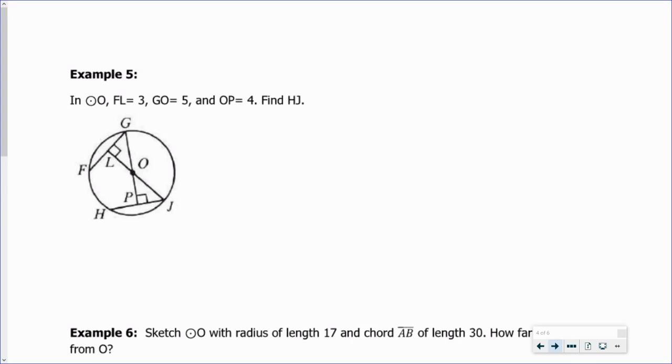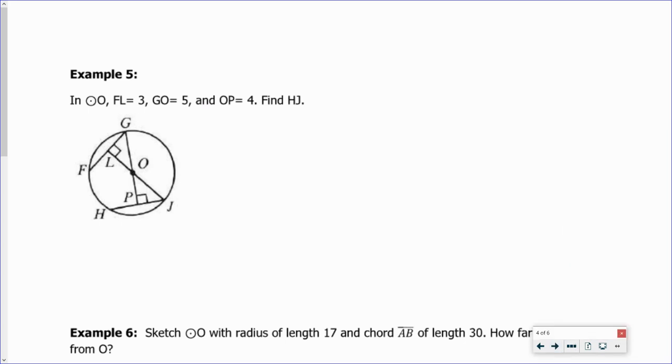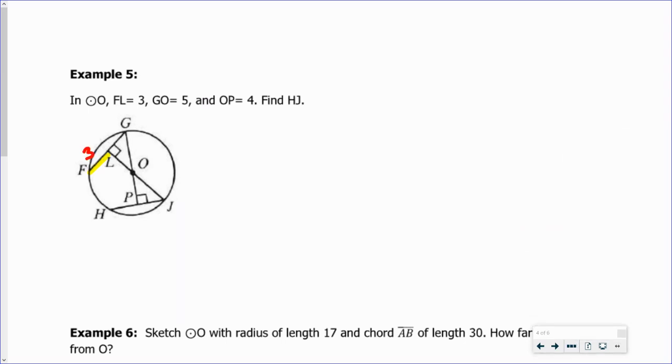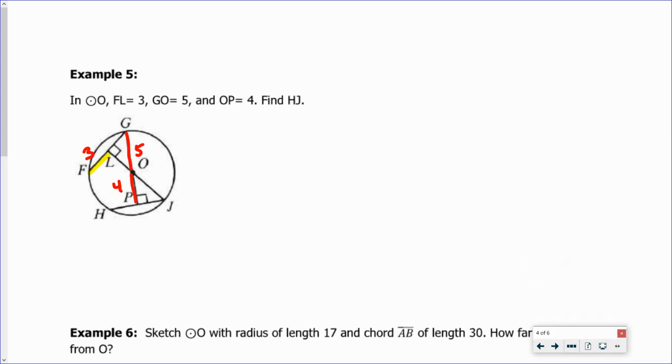So here we're told that circle O has segment FL that's equal to 3. So I'll highlight that. FL right here is equal to 3. GO is equal to 5, and we'll just use this highlighter here. So GO equals 5. And OP is equal to 4. And we want to find segment HJ. This one right here.